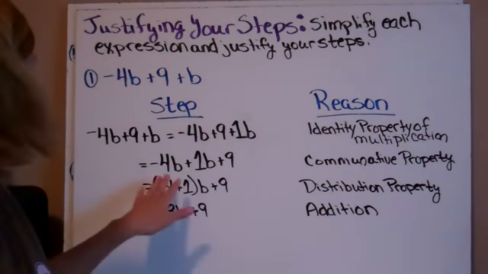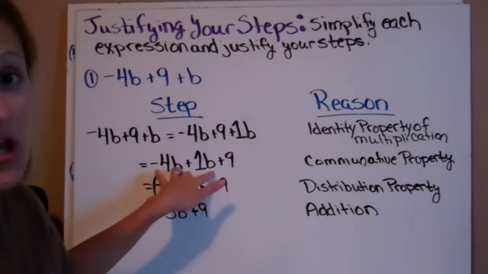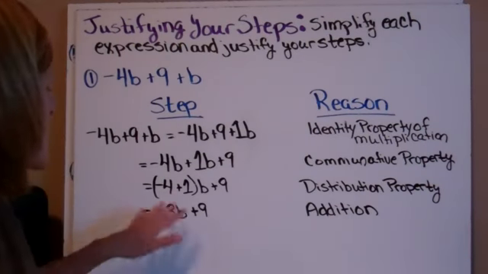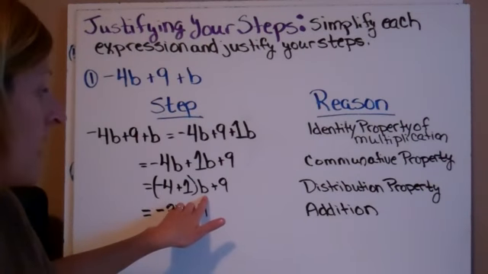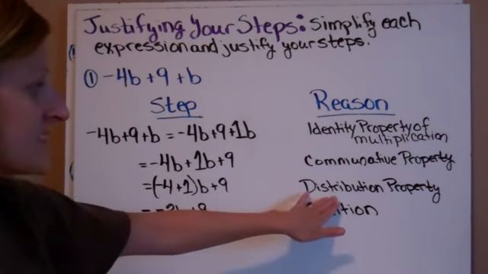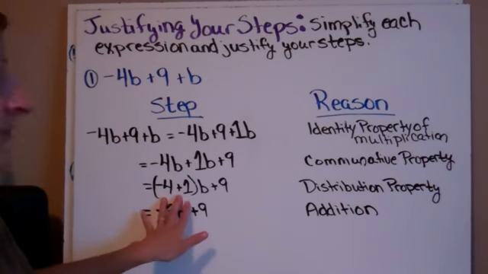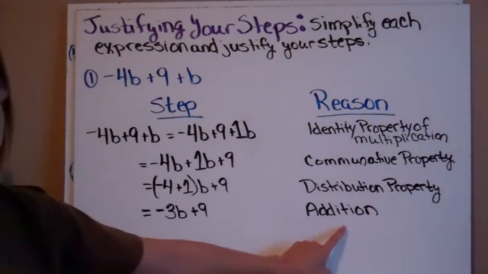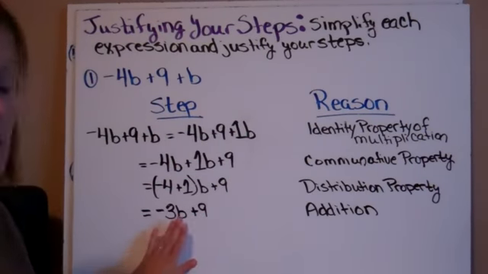Now, I know that I can add -4 and 1 because they have the same common term of b. So, because of the distributive property, and we're just working it backwards, you can do -4 plus 1 in parentheses, and then outside of it b, then plus 9. This is the distributive property. Now we know we can simplify -4 and 1 by just addition, and you get -3. So you have -3 plus 9, and that's all just because of addition. So here are the reasons how I got all the way down to here.